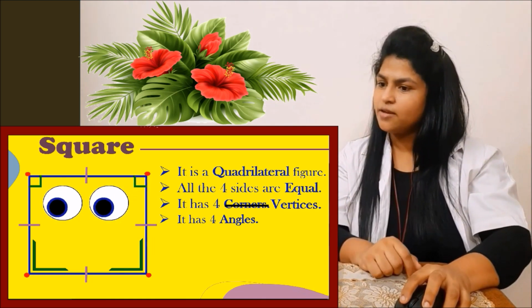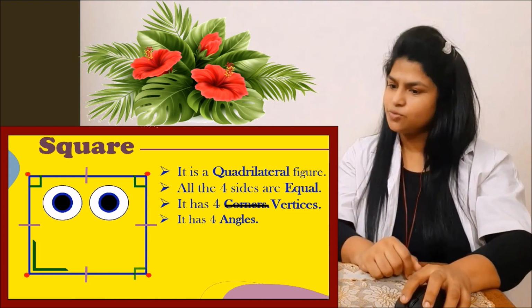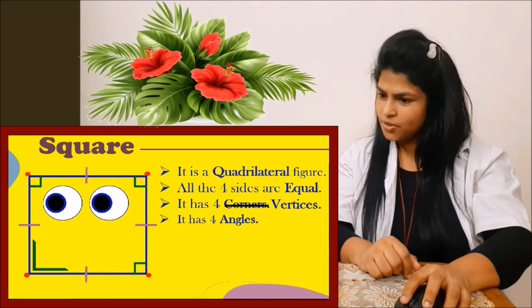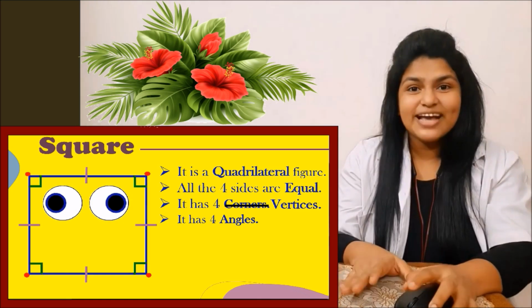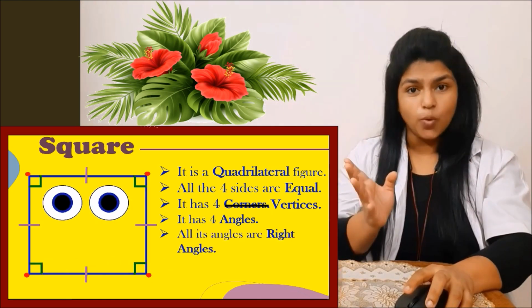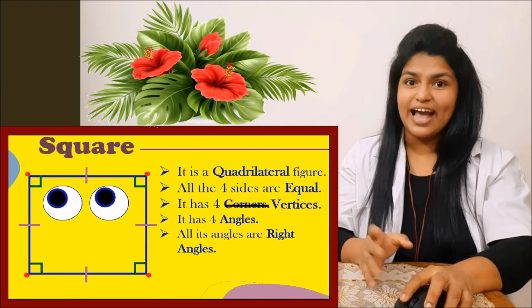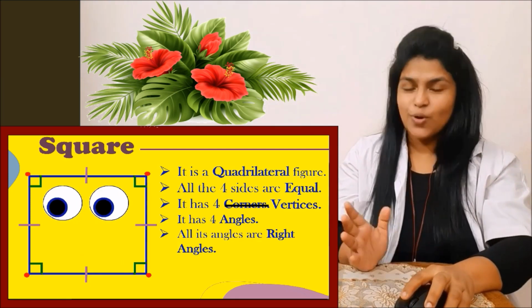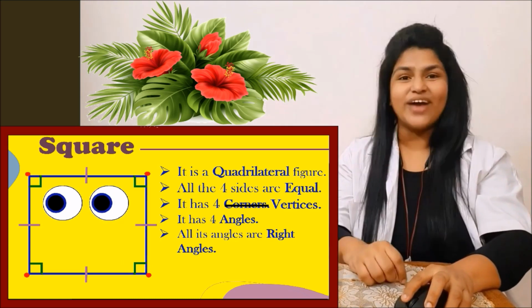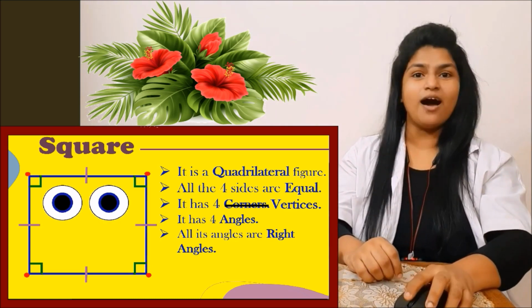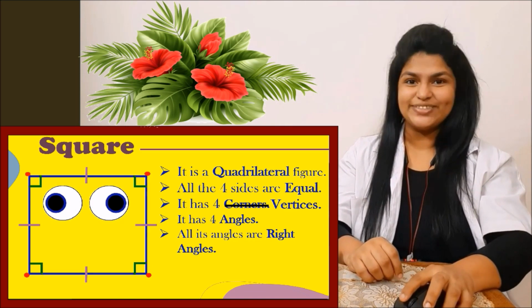What about this side? A right angle here too. What about this side? That also is a right angle. And this one? That's also a right angle. And so, all the 4 vertices create right angles, isn't it? So, all the 4 angles are right angles. All its angles are right angles.